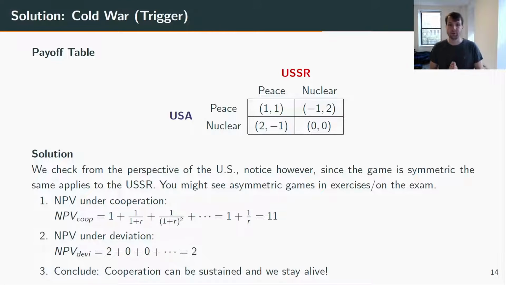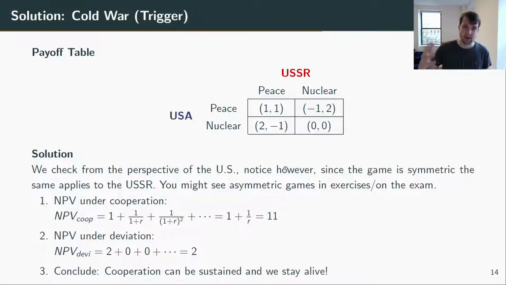Now we're going to think about a repeated game, especially under trigger strategy. What we would like to sustain, that's the cooperation payoff, which I'm going to call NPV coop, is peace, peace. What is the payoff under peace? Well, we get 1 today, and 1 tomorrow, and 1 the day after. So it's 1 plus 1 over 1 plus r, plus 1 over (1 plus r) squared, keeping the series going. And we know from the simple perpetuity formula that this is just 1 plus 1 over r. R is 10%, that was given on one of the prior slides. So the net present value of cooperation is 11.